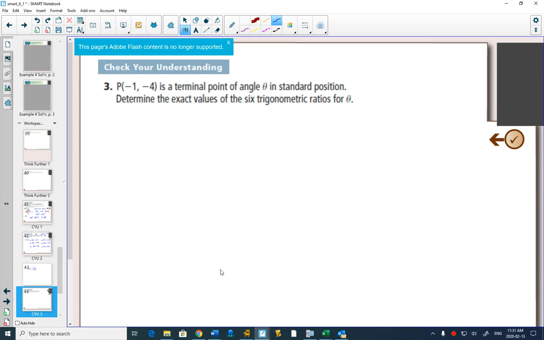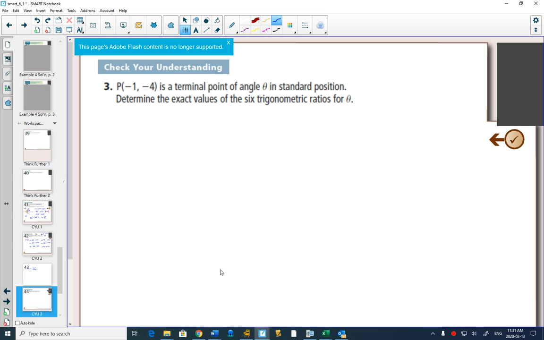Okay. We've got a point P. Its coordinates are (-1, -4), and it is a terminal point of angle theta. That means the point is on the terminal arm of an angle, and that angle is in standard position. So now you have to find sine of theta, cos of theta, tan of theta, secant theta, cosecant theta, and cotangent theta.